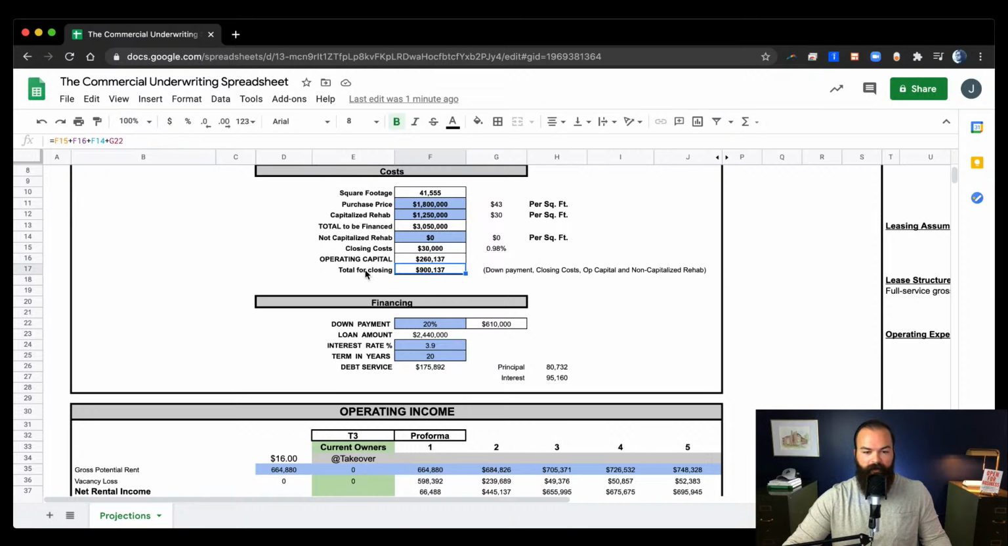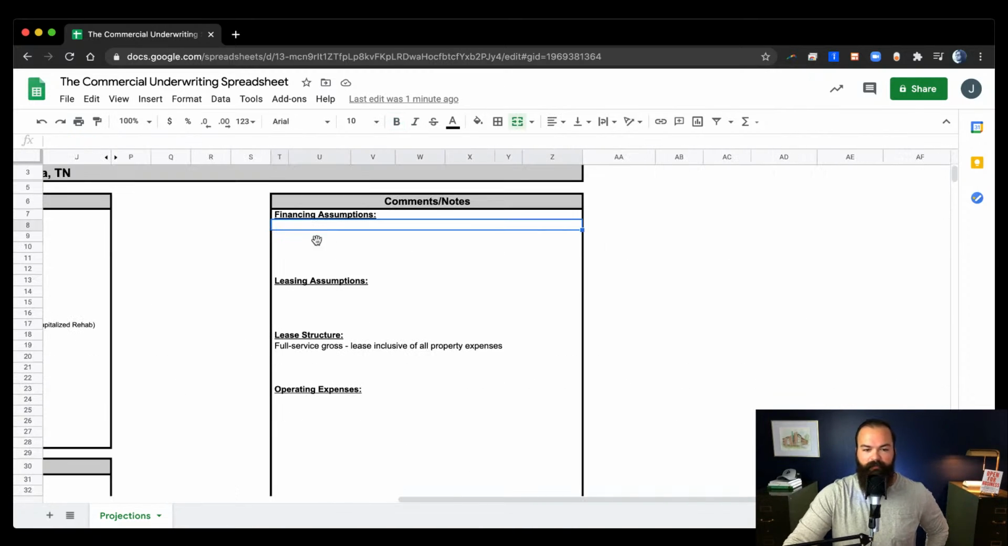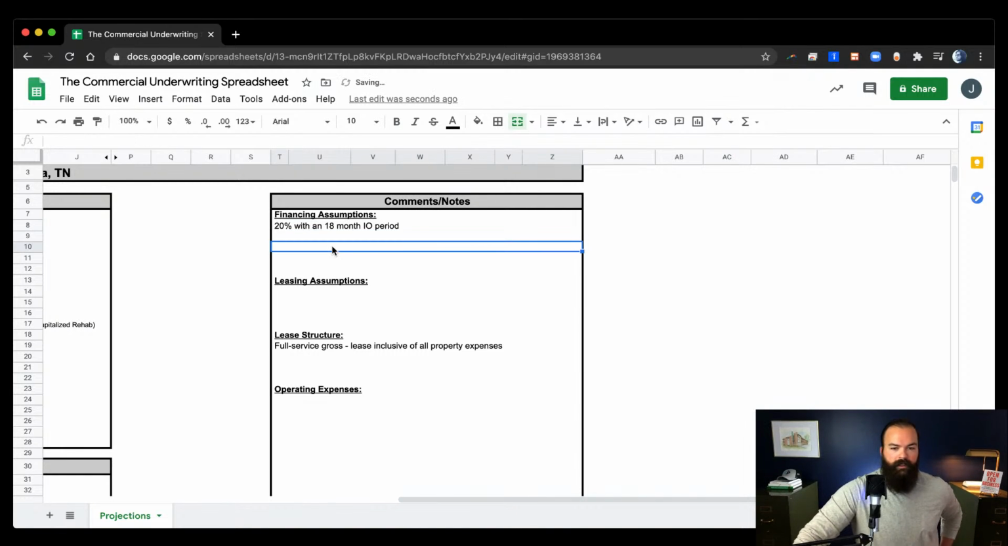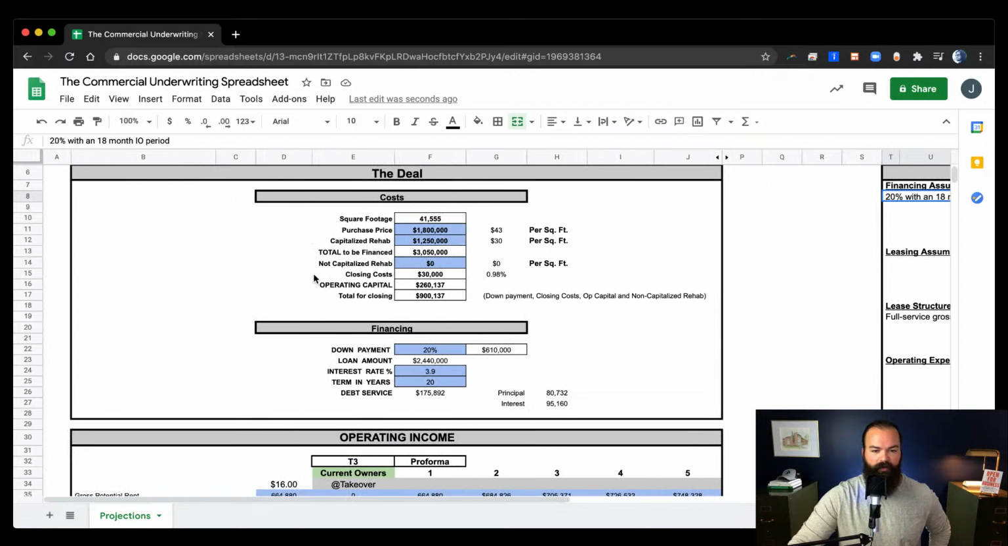So what you'll see here is we need about $900,000 for closing, which is a relatively easy raise considering the investment terms for these investors. And I would say, yeah, this is a deal that I would do. If you have any notes, maybe you're working with partners, you can come over here and change the financing assumptions. Let's say we're going for 20% with an 18-month IO period. That way, whenever I share it with somebody else, they come in here and see what he was accounting for during that process.